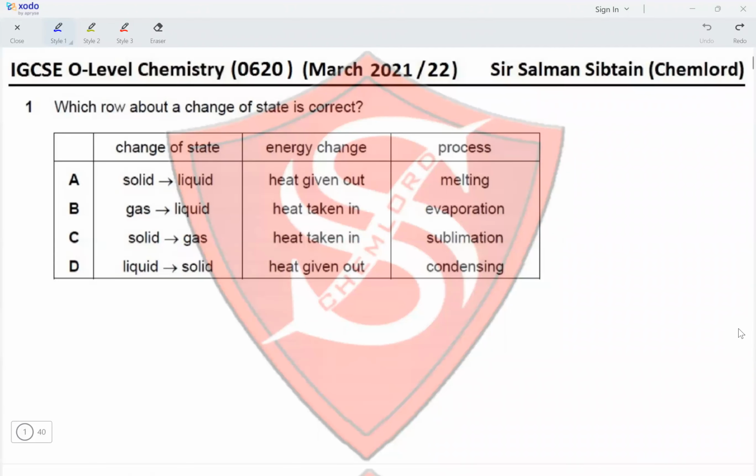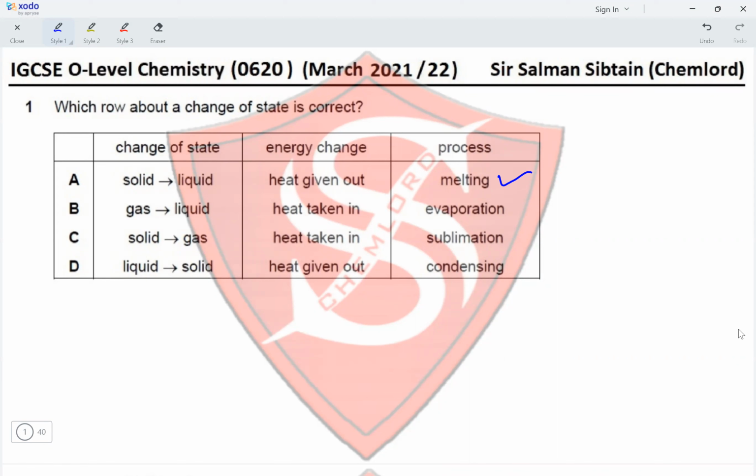Hi guys, this is IGCSE O-Level Chemistry, Paper 22, Extended MCQs, March 2021, Question 1. Which row about a change of state is correct? So the change of state is from solid to liquid, which means this is the process of melting. And during melting, heat is required in order to change the state from a solid to a liquid.